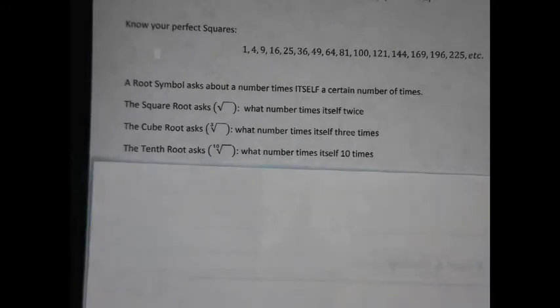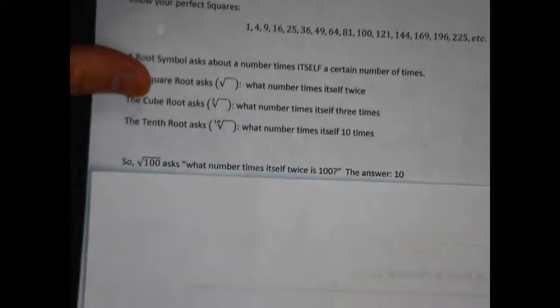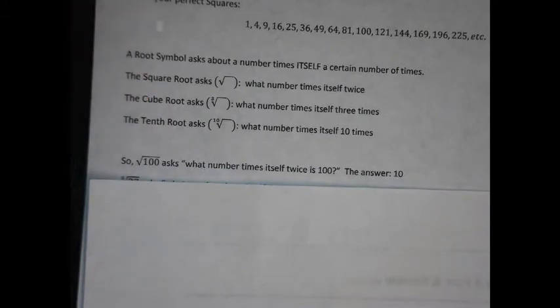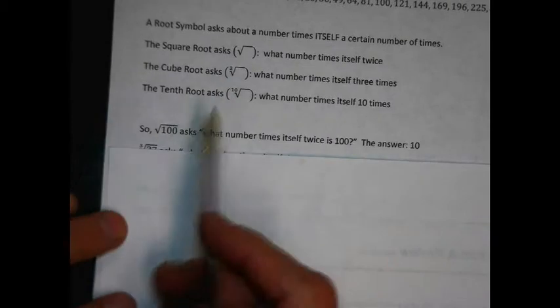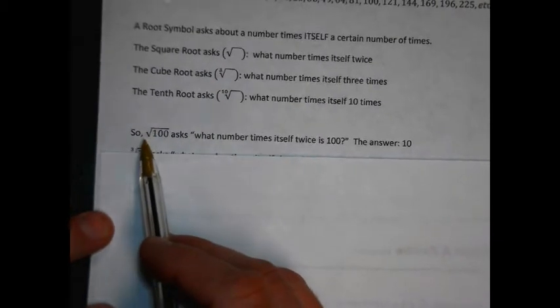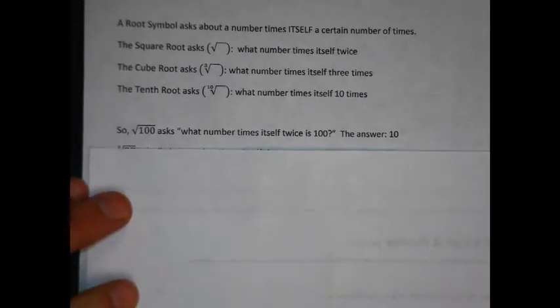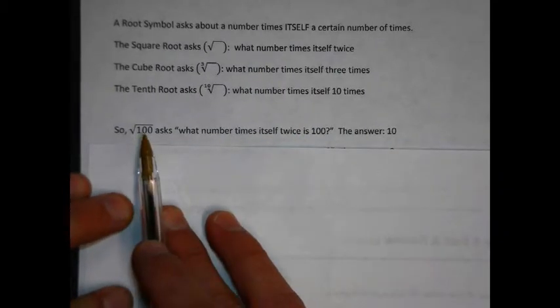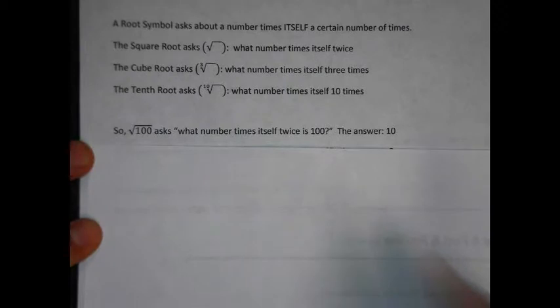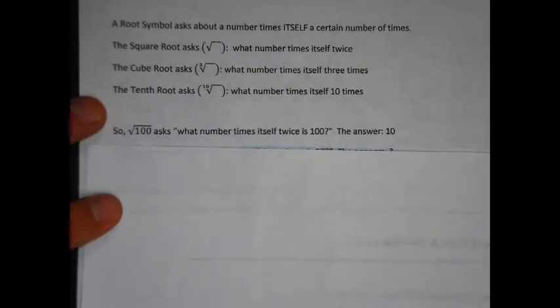So let's see a couple of generic examples, and hopefully that will sink in a little bit. So if you ever see this, you would see, well, this is the square root of 100, and it asks a question. What number times itself twice is 100? So that's what this is asking. The answer, of course, is 10. Also negative 10, but we're not going to worry about that right now.